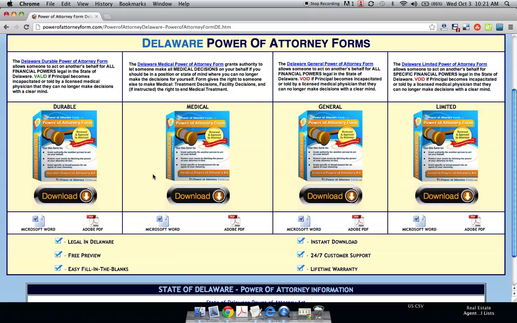Now, if you don't know what power of attorney is, it's as simple as this. It's a legal document that allows someone else to act for you for financial or medical decision making.